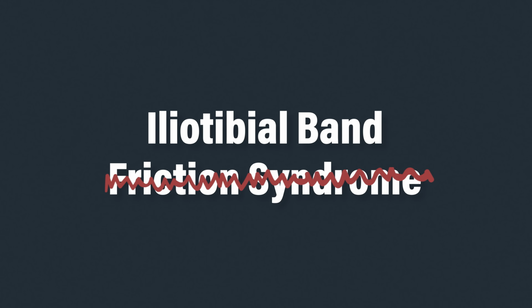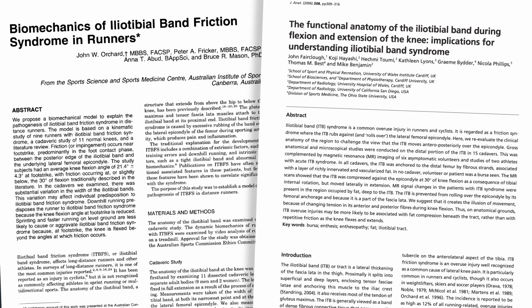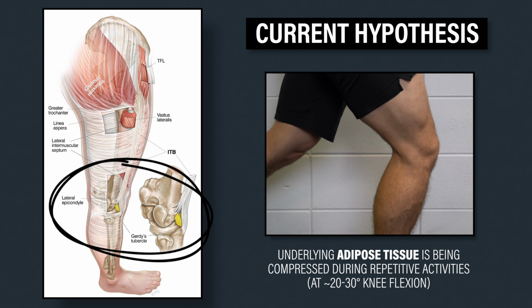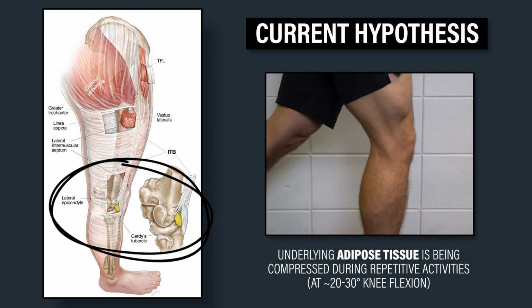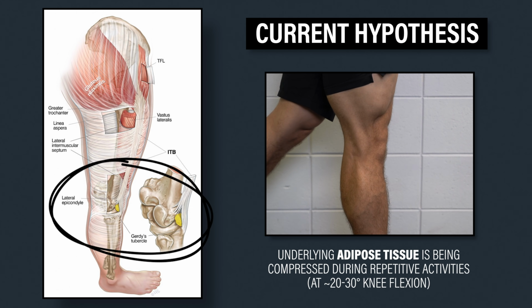The current predominant hypothesis, based on the work of Orchard et al. in 1996 and Fairclough et al. in 2006, is that underlying adipose tissue, or fat, which can be highly sensitive, is being compressed between 20 to 30 degrees of knee flexion during repetitive activities such as running.